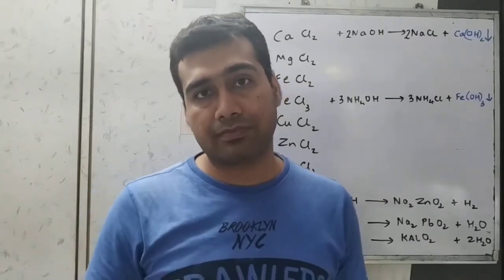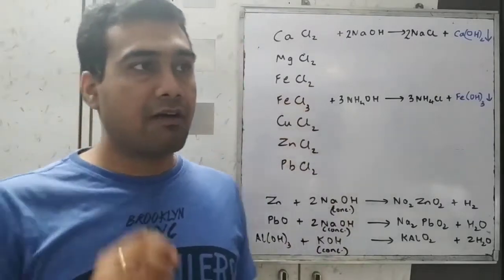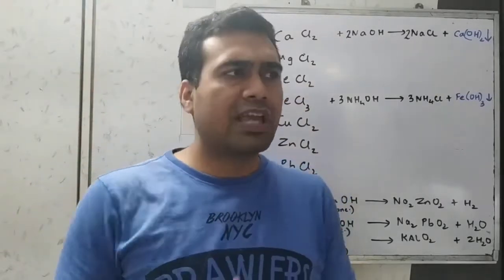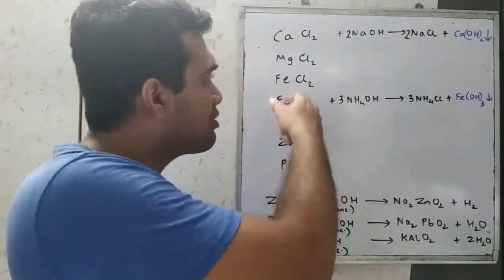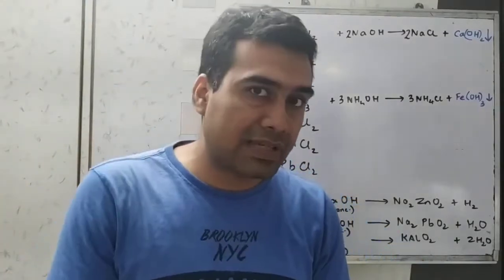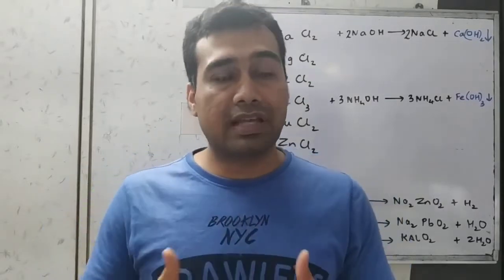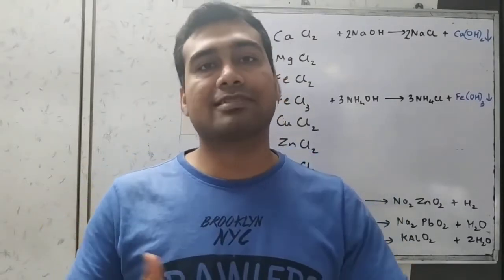What if we have to distinguish between a ferrous salt and a ferric salt, like ferrous sulfate and ferric sulfate? We can use sodium hydroxide here, because when they will react with sodium hydroxide, then the salt which gives a dirty green precipitate will be a ferrous salt, and the salt which gives a reddish brown precipitate will be the ferric salt.